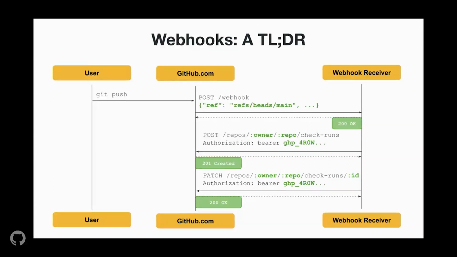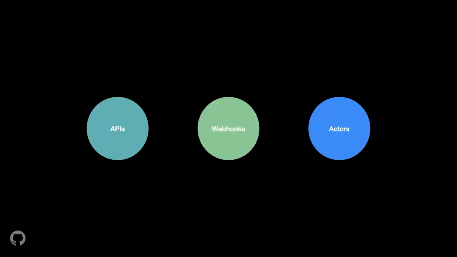And you can subscribe to the events that are interesting to you, such as when code was pushed, a PR merged, or a release created. You can use these webhooks to capture data, reflect changes in a downstream system, or perform some other automation, like publish a release digest to a mailing list. So that's a high-level overview of the main platform primitives: APIs, webhooks, and actors.